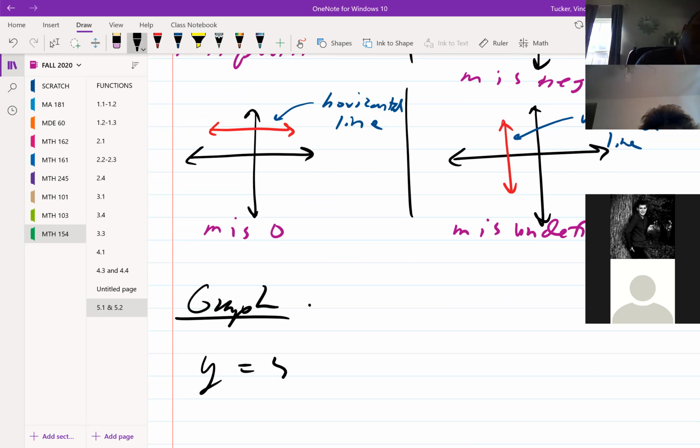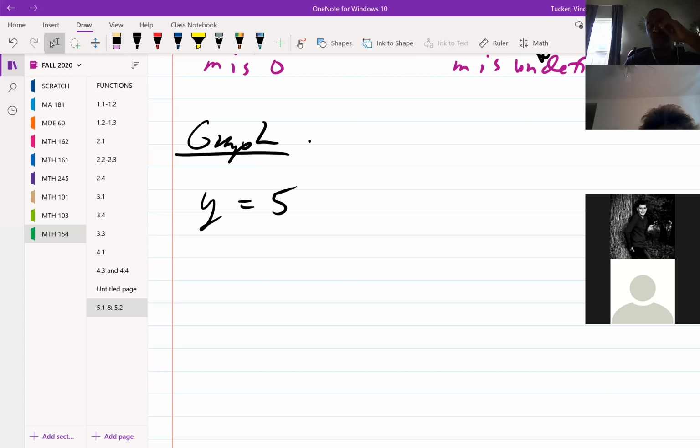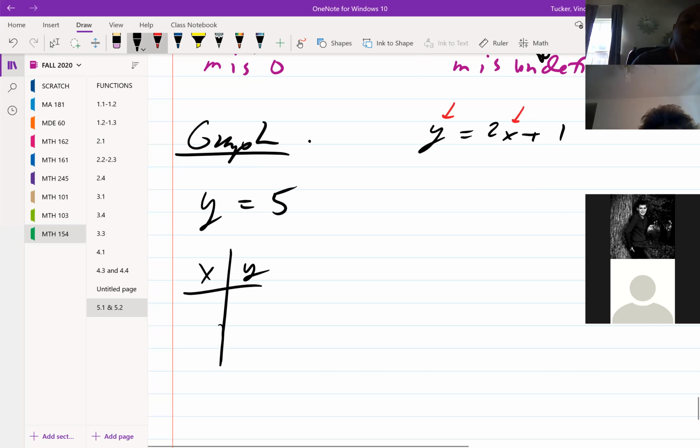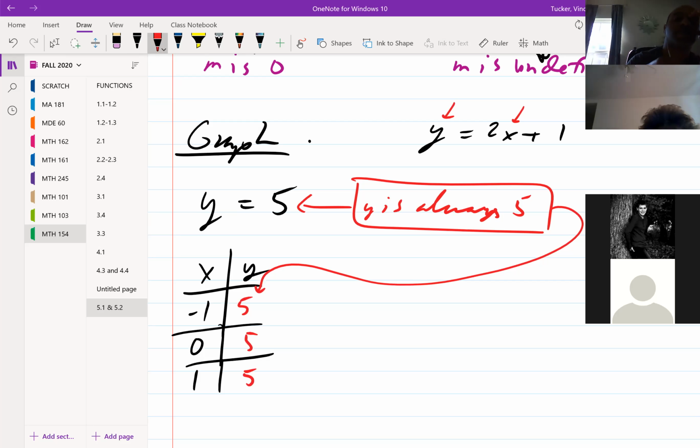So if I have y equal to 5, your equation normally fits the form of, let's see, y equal to 2x plus 1. In other words, a y and an x is involved in your equation. But if you only see y, that means when you go to create an xy chart, it doesn't matter what x is. This means that y is always 5. So x can be anything, but y is going to be 5. So no calculation, just observation.